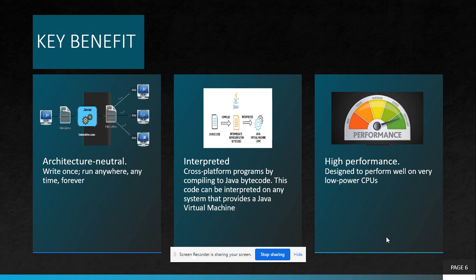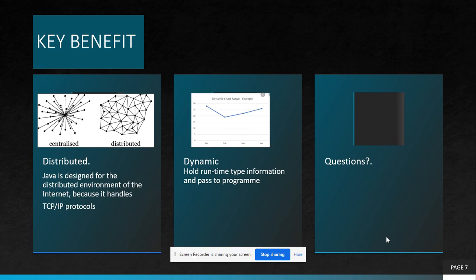High performance means it needs very little memory to run a Java program. Another thing is scalability. You can scale your application whenever the user base increases, so you can improve your performance.